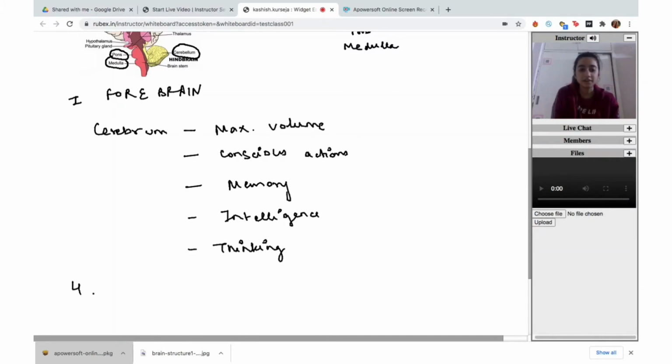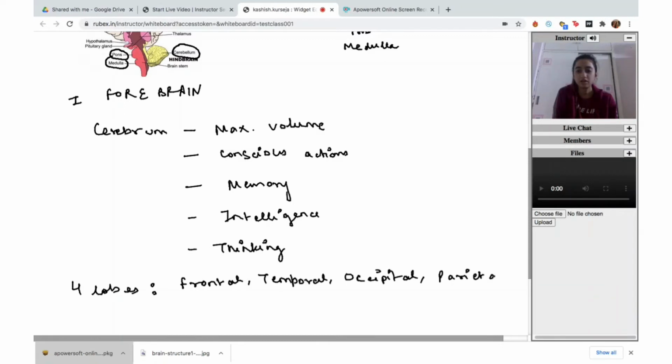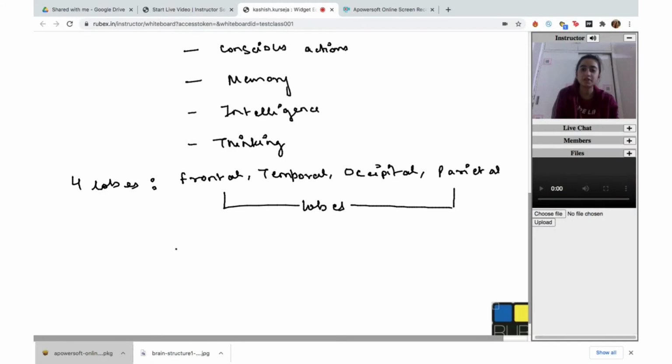The cerebrum is divided into four lobes which have different receptors. So they have receptors for smell, taste, hearing, that is for all of your different sense organs. You just have to remember the names of these lobes if you want to. That's frontal, temporal, occipital, and parietal. Now what are these four? These four are the lobes. These are the lobes which are present in the forebrain, and they are associated with some or the other receptor.